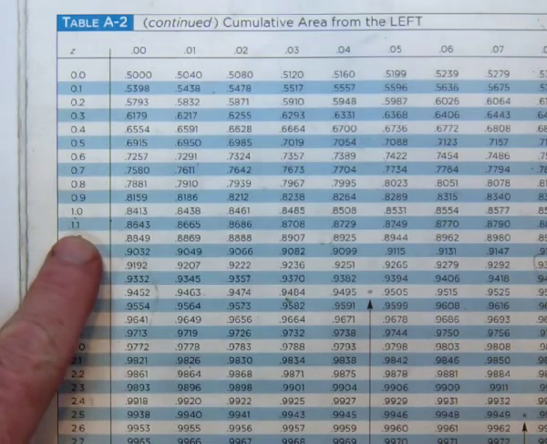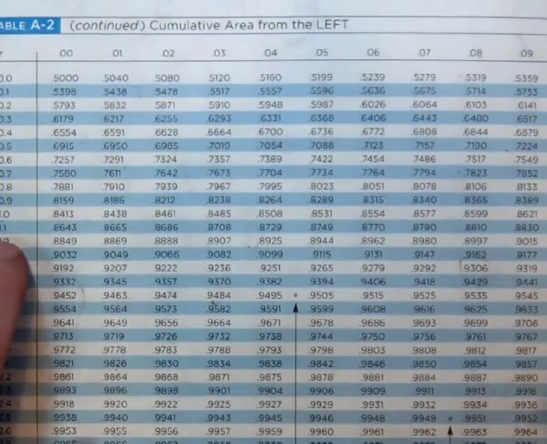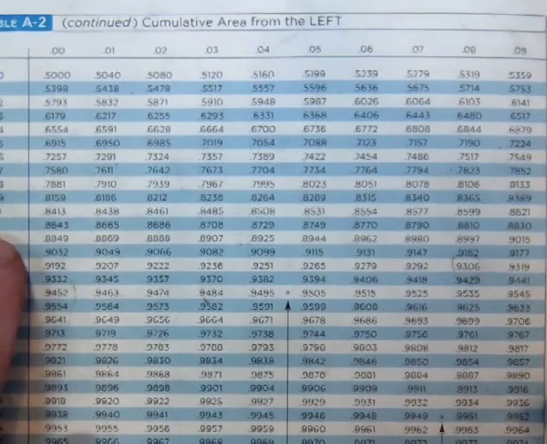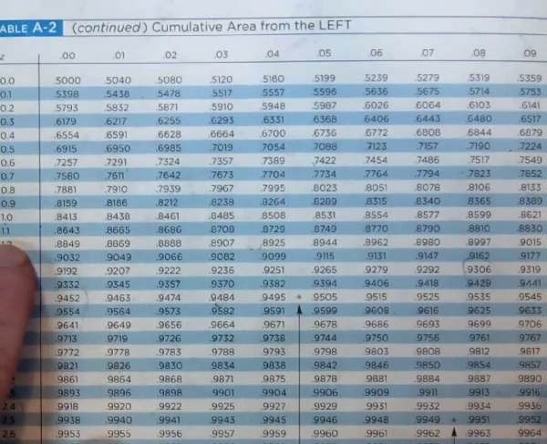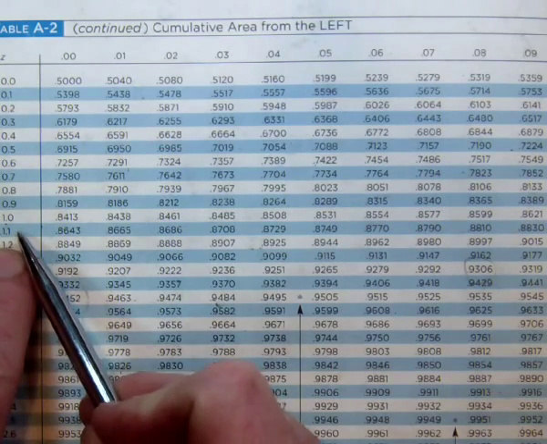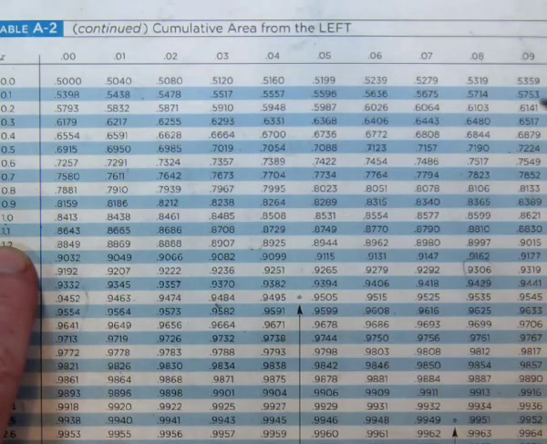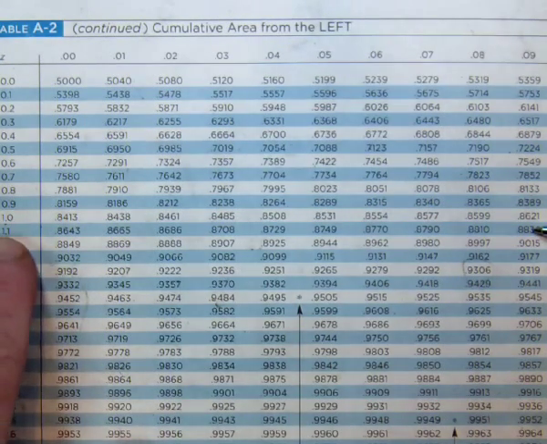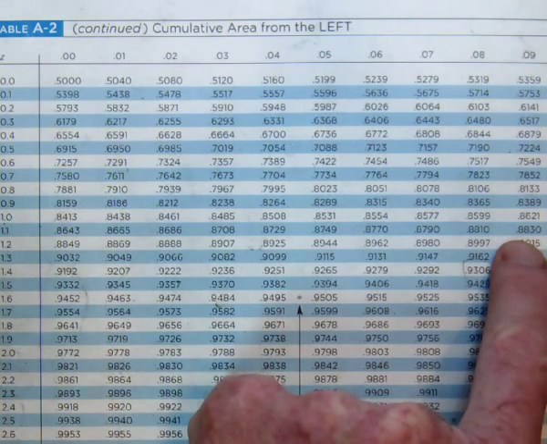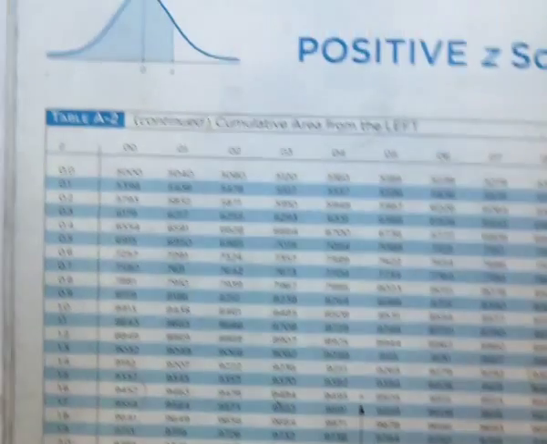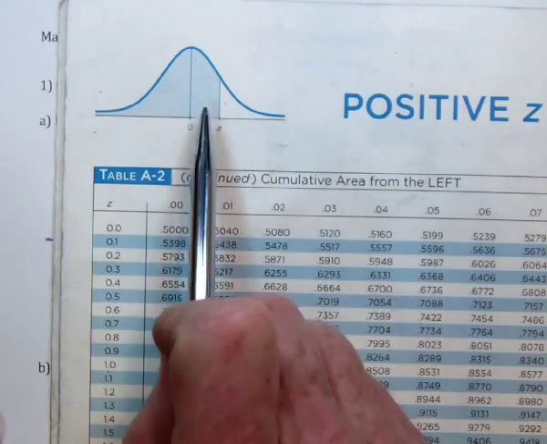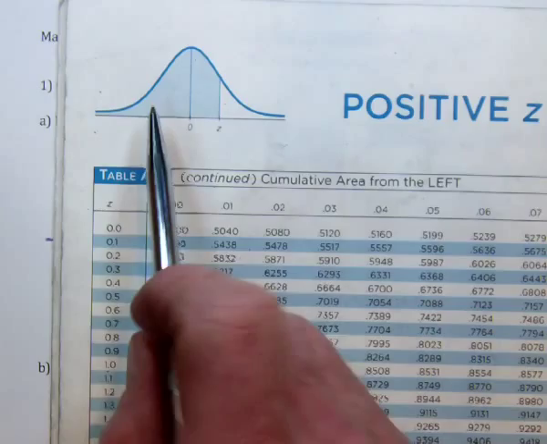So we had a z-score of 1.19. Here's the 1.1 on the left side. Then the second decimal place is going to be up on the top. So this part is saying that it's 1.1, and this part is saying that it ends in a 9. When you find where these two intersect, it's going to be right here at 0.8830, or in other words, 88.30%.